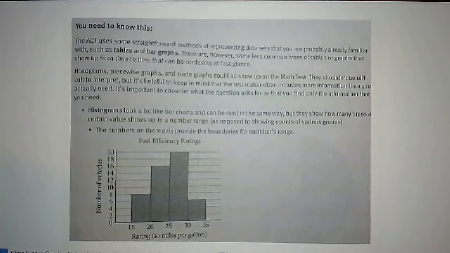So the first we're going to look at is a histogram that's right here. It looks like a bar chart. So if you've seen bar charts before, it's very similar. However, histograms show how many times a certain value shows up in a number range. So the numbers on the x-axis provide boundaries for each bar's range. So this is from 15 to 20, whereas with a bar graph, you're only looking at the 15 section. In a histogram, you're looking at a range, which is not the case in a bar graph.